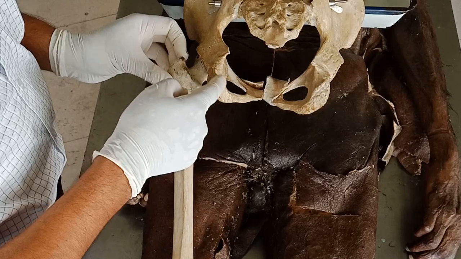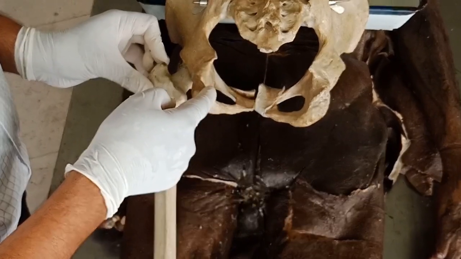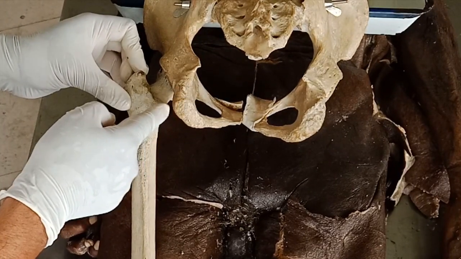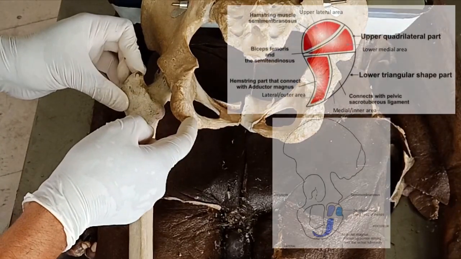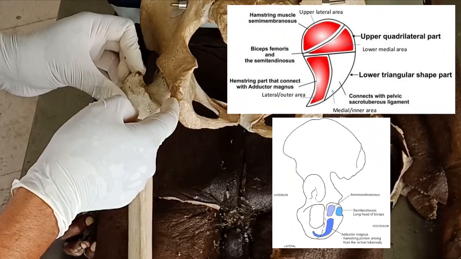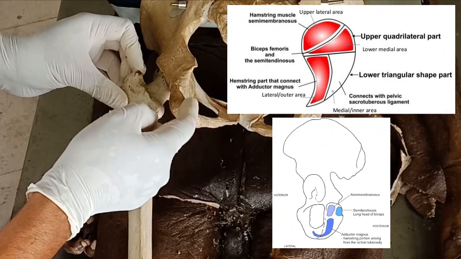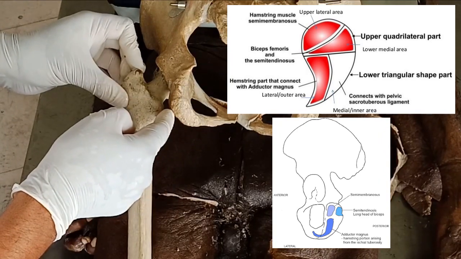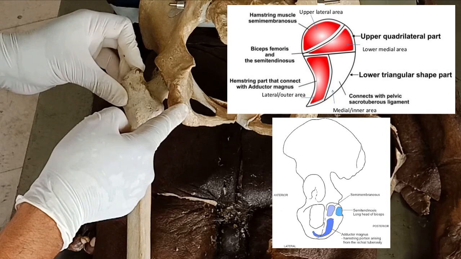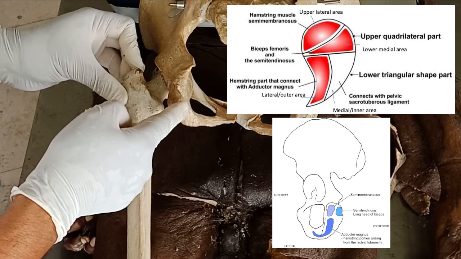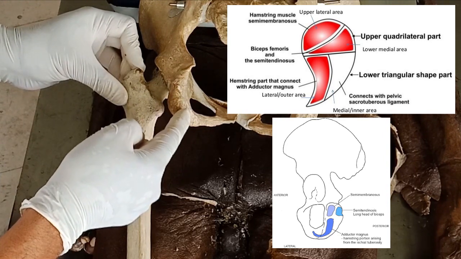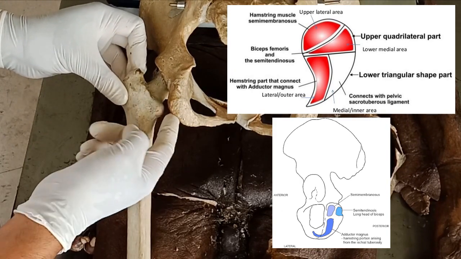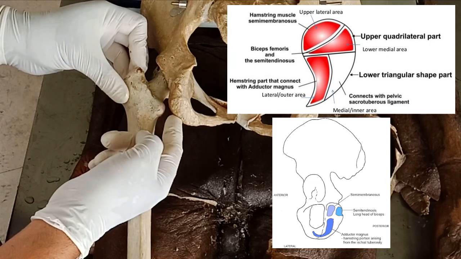This is the ischial tuberosity, which will be divided into an upper quadrangular area and a lower triangular area. Out of that, the lower triangular area will again be divided into medial and lateral parts. The medial part has fibrofatty tissue, where you are sitting. During sitting, the weight is transmitted there, and the lateral part is where the distal part of the adductor magnus is attached.